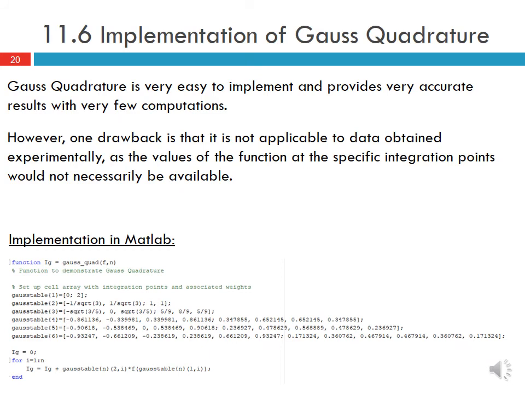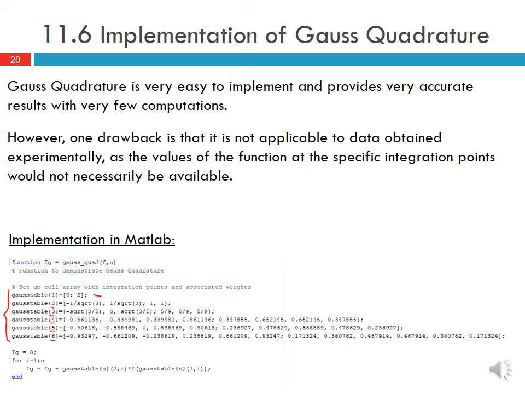So this is how it can be implemented in MATLAB. For example, all of these here are just entered in a cell array showing the integration points as well as the associated weights. Each cell is for a different number of integration points. So the first cell uses 1 integration point, the second one uses 2, the third uses 3 integration points, 4 integration points, 5, and 6 integration points.